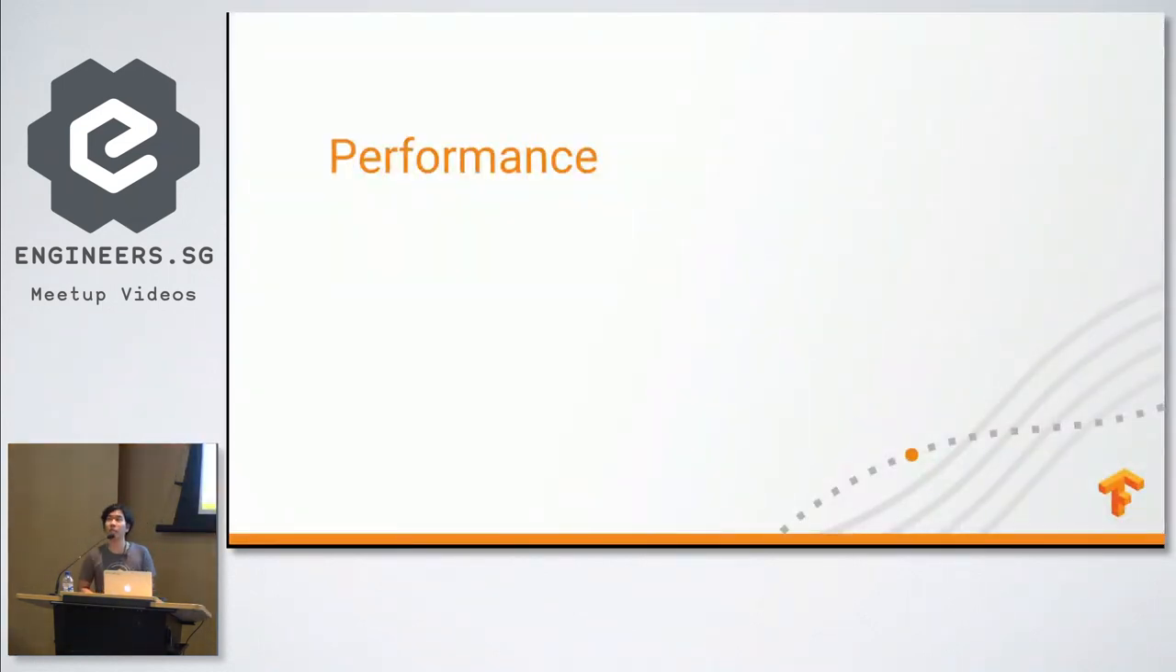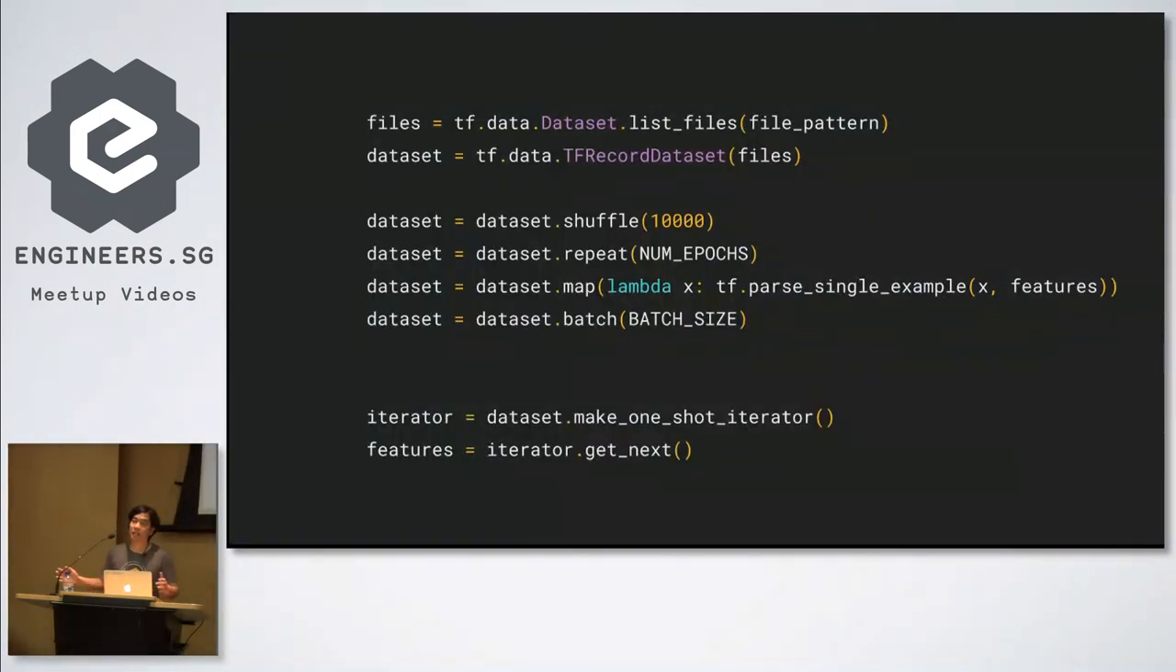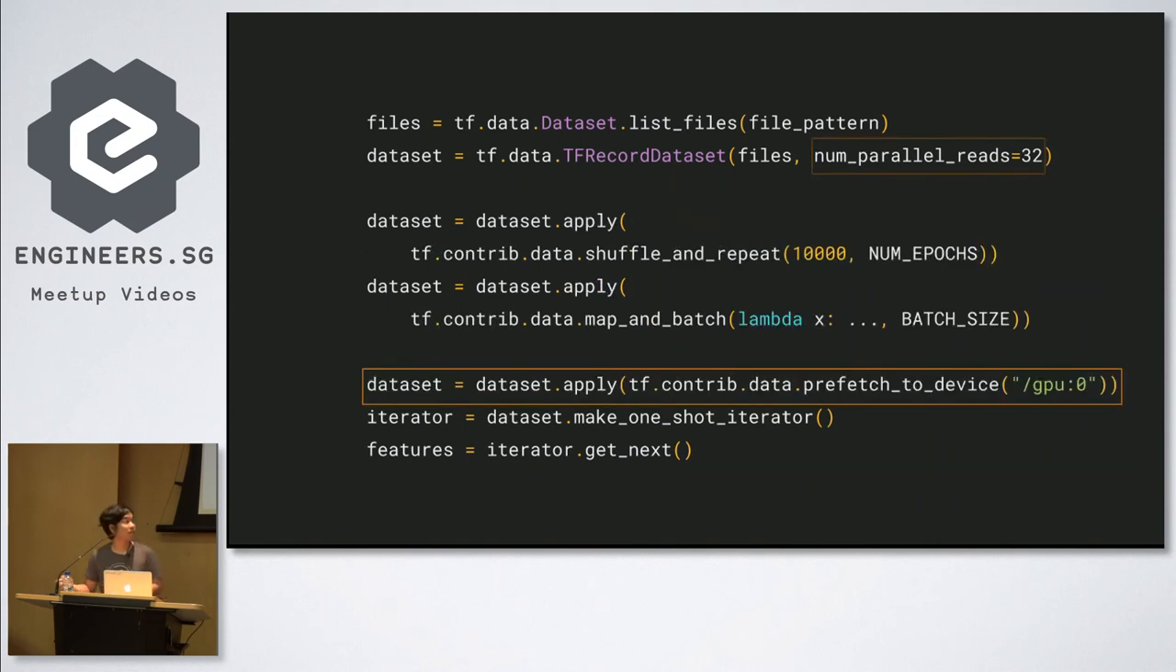So let's talk a bit about performance, the first one. They have some tips that can speed up your TensorFlow Dataset API. The first thing, which is very easy, is that if you have really large files or many files, you can load data in parallel using this argument, num_parallel_reads.